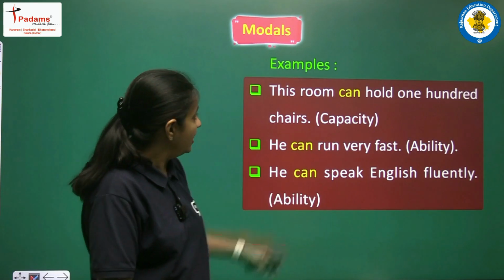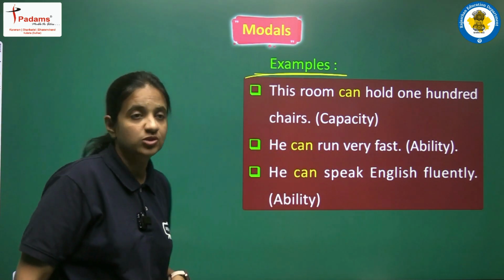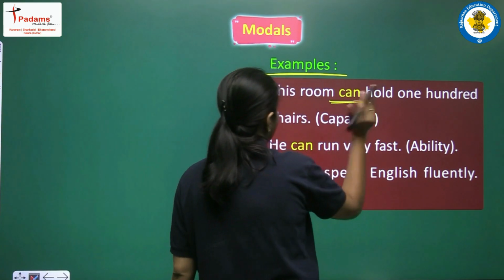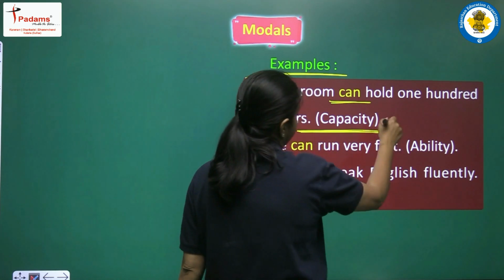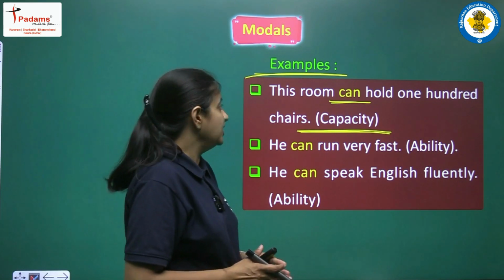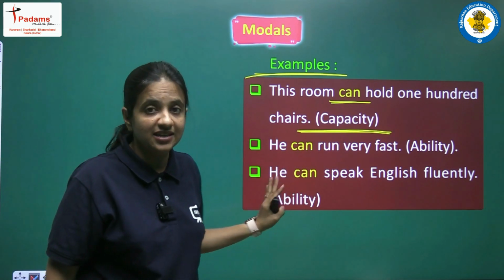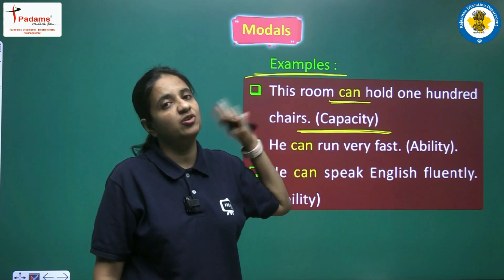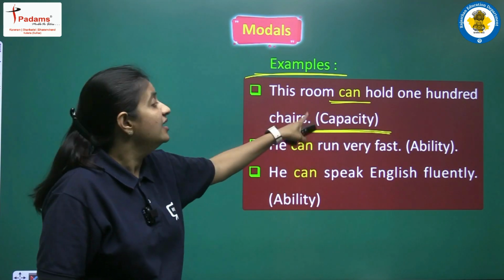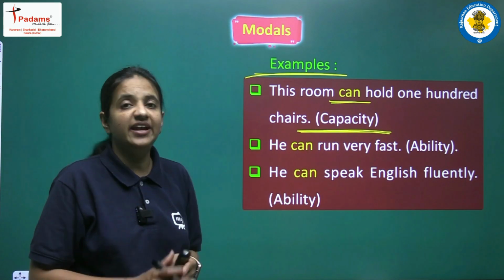Okay, so now let's see some of the examples that are related with this very first use. The first example is, this room can hold 100 chairs. With the help of this sentence, we are showing the capacity of the room, and we can see that we are talking about present tense here. Because of this reason, we can use modal can in this sentence. We are saying that this room can hold 100 chairs.